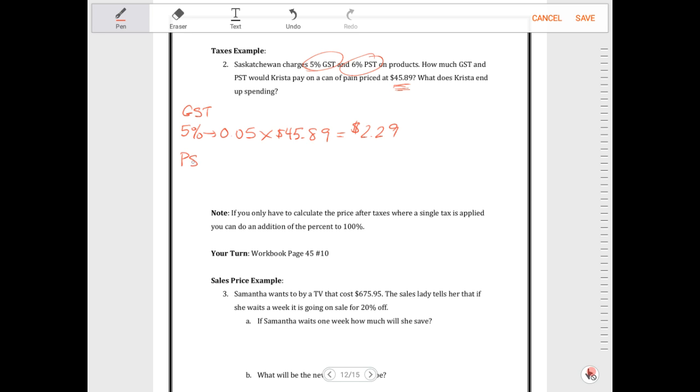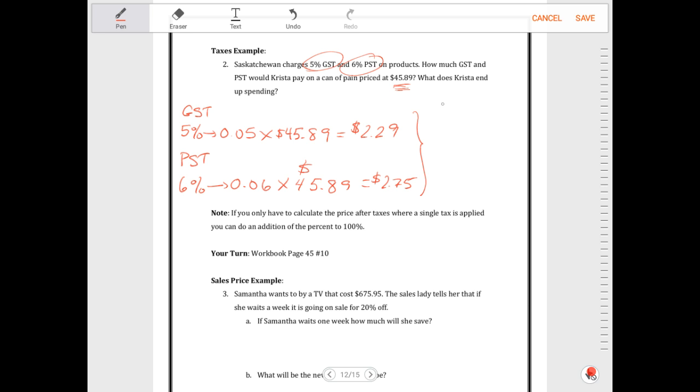Then you have the PST, provincial sales tax, which should go to the provincial government. In this case, it is 6%, which is 0.06, times our base price, $45.89. That gives us a value of $2.75.